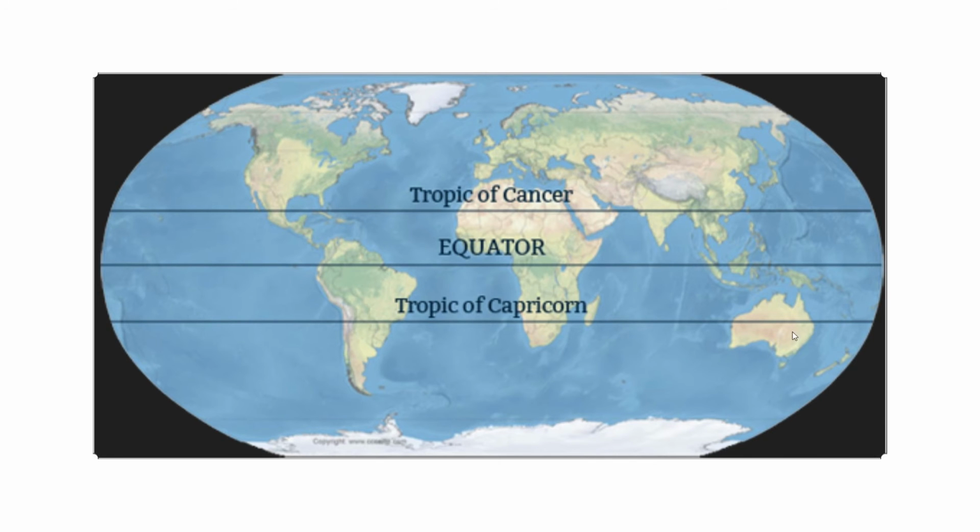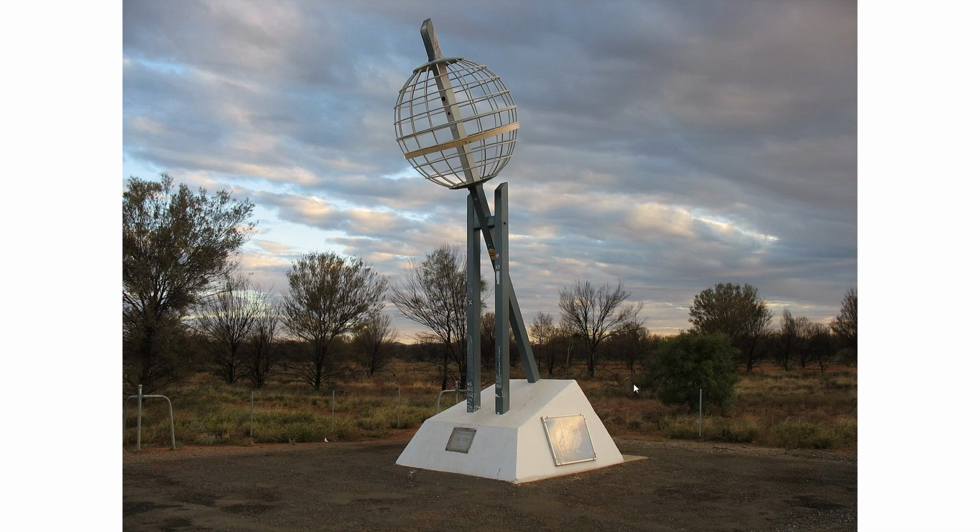Look down here at Australia. The Tropic of Capricorn goes straight through it. That means when it's winter for us, around December 21st, Australia has the sun directly overhead. And here's even a monument in Australia marking along the path of the Tropic of Capricorn. You can see the wide band on the sphere that indicates the Tropic of Capricorn.